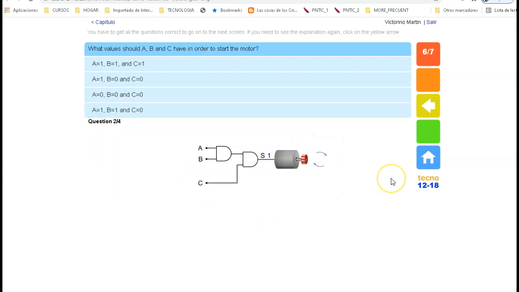Good. Next question also for you, Dario. What values should A, B, and C have in order to start the motor? To start the motor. This one is the one of the elevator. These two are AND gates. The last one. The first one.